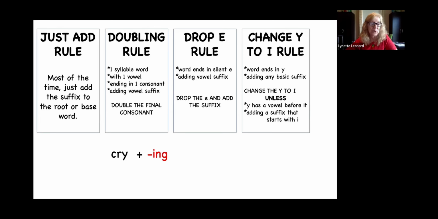Also, with the word cry, because I am adding a suffix that starts with an I, I am going to keep the Y and then I'm just going to add the ing, because we don't usually have two I's next to each other in an English word. We're going to revert back to the just add rule.